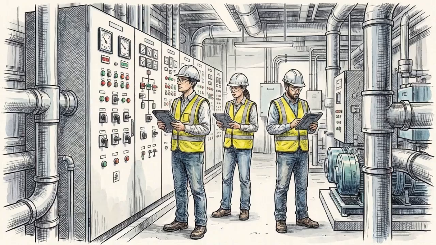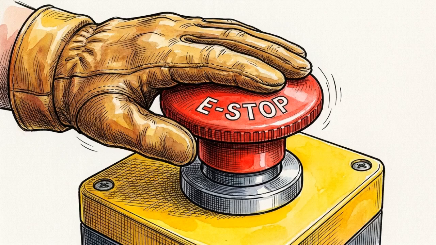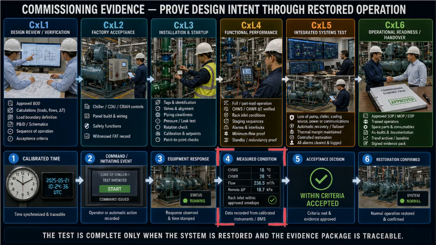Ultimately, these emergency responses are verified through a rigorous commissioning lifecycle. We execute controlled loss of source scenarios during integrated systems testing to prove that the design intent functions under real-world stress. An emergency event is not over when the temperature stabilizes. The system must pass a strict restoration gate.